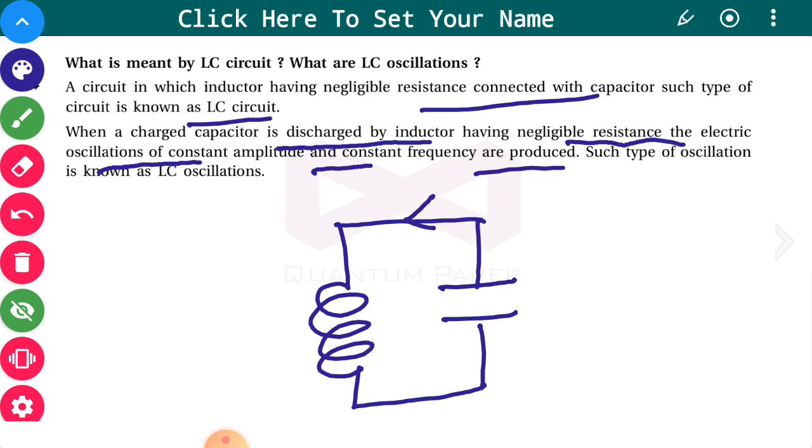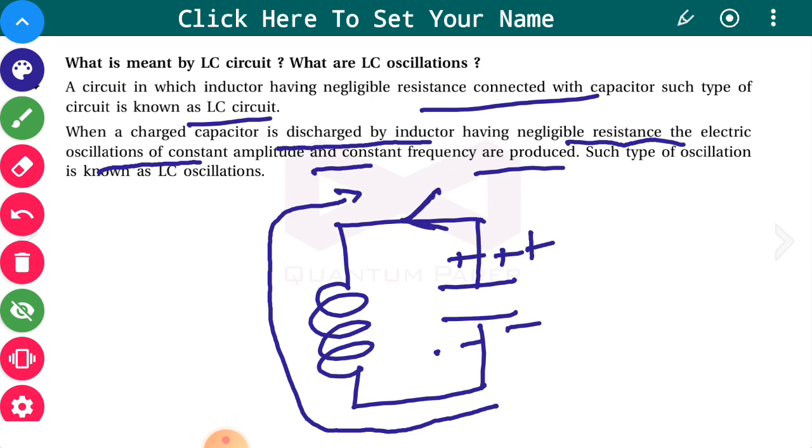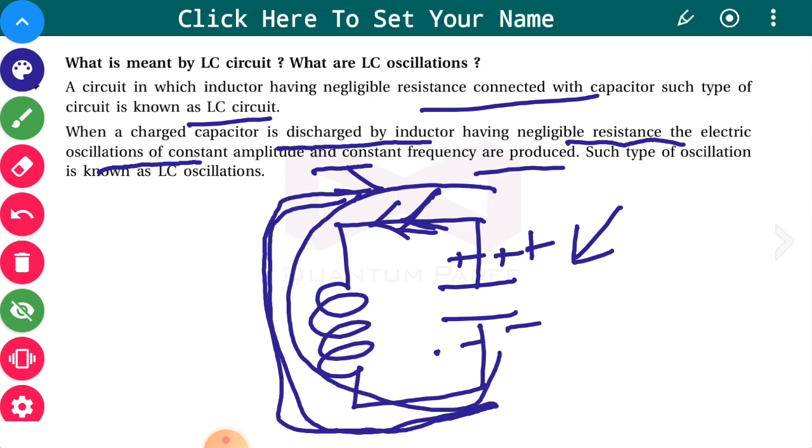Try to understand, whenever there is a charge on the capacitor and the charge is getting discharged with the help of the inductor, when the inductor is joined with the capacitor, say here there is positive charge and here there is negative charge, then negative charge flows, and current is always in the opposite direction. So the charge will start flowing in this direction, so electric current is in this particular direction. Whenever the charge comes out of the capacitor, it goes to the positive plate, then from the positive plate it comes again to the negative plate.